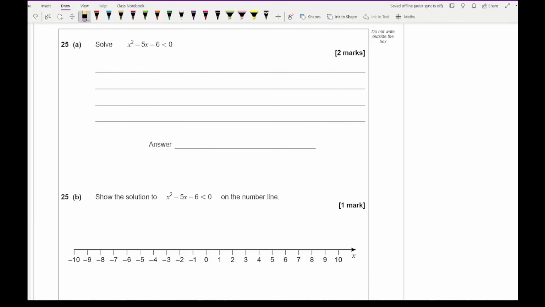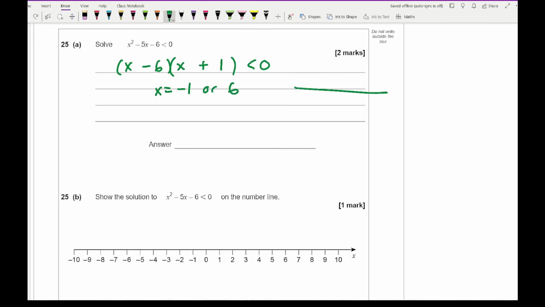So then moving on to question 25, it says solve x squared minus 5x minus 6 is less than 0. We'll probably assume we're doing it by factorising because there's no indication of rounding, so we don't need to use the quadratic formula. So hopefully you would have spotted that the two values inside the brackets are going to be minus 6 and positive 1. Then the solutions are going to be minus 1 or 6.